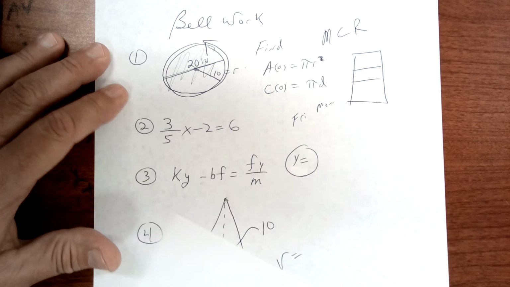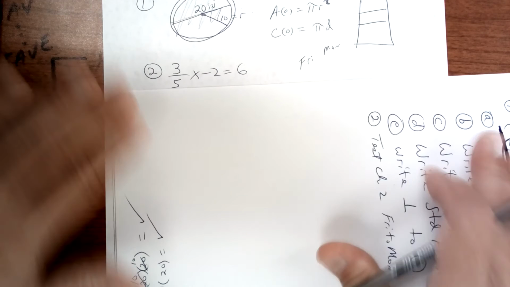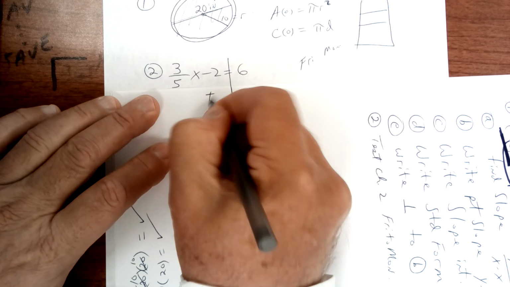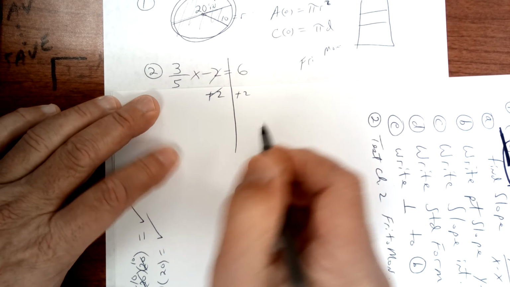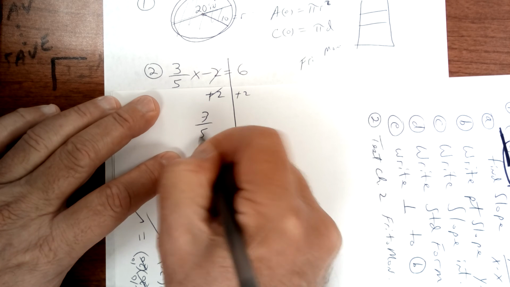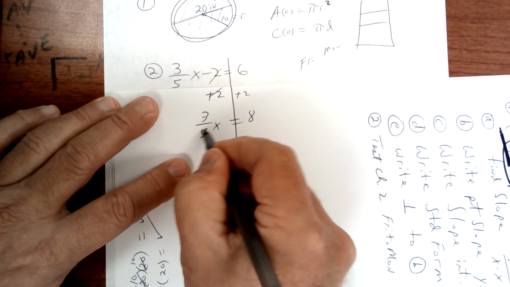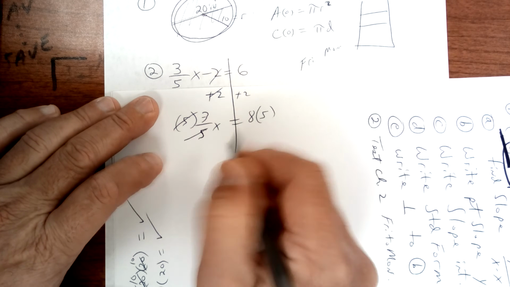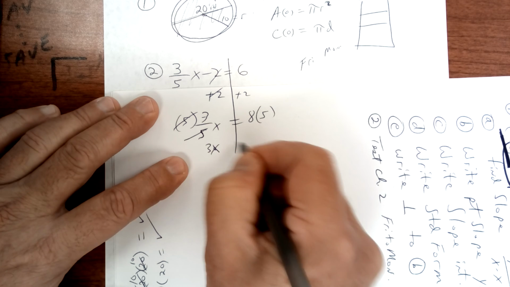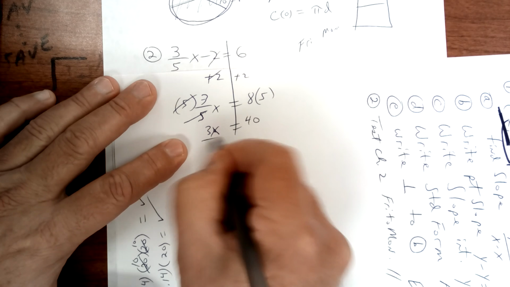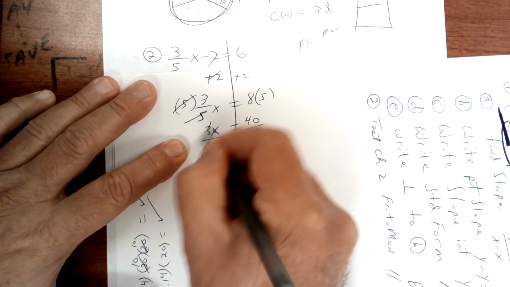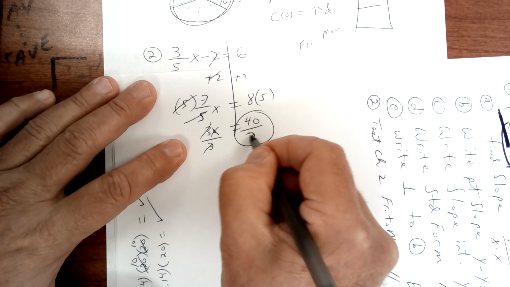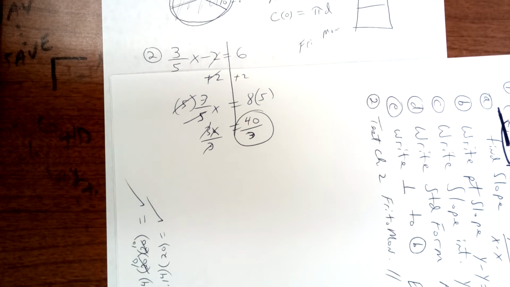On the next one right here, you want to get x by itself, so draw a line. I would add 2 to both sides. So you're going to get 3 over 5, x is equal to 8. You're dividing by 5, so I would multiply by 5. 5 times 8 is 40, so you get 3x is equal to 40. And then you divide by 3, and whatever you get on your calculator will be good enough. Okay? Remember, the practice test has answers on it.